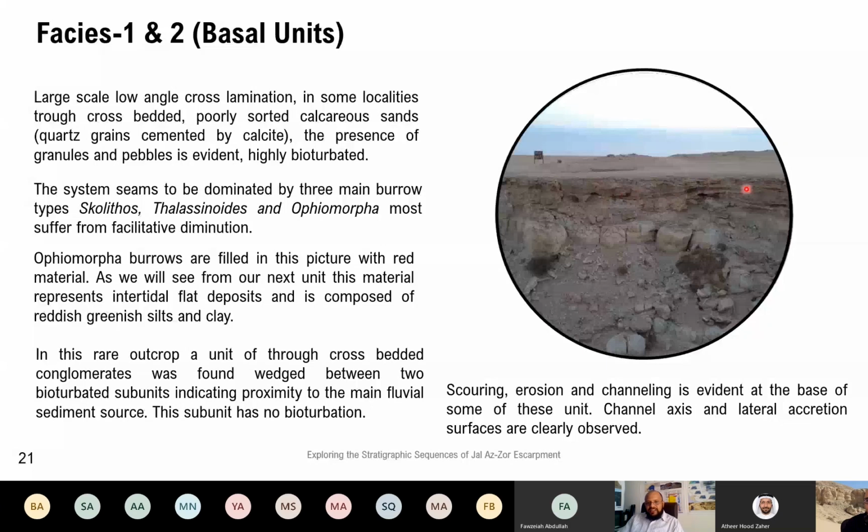As well, if you take a look at the lower contact, we can see here we have an erosional contact. So the base is clearly scoured. We see a lot of lateral accretion surfaces going on, trough crossbedding, indication of fluvial. However, it's augmented with a massive presence of bioturbation.